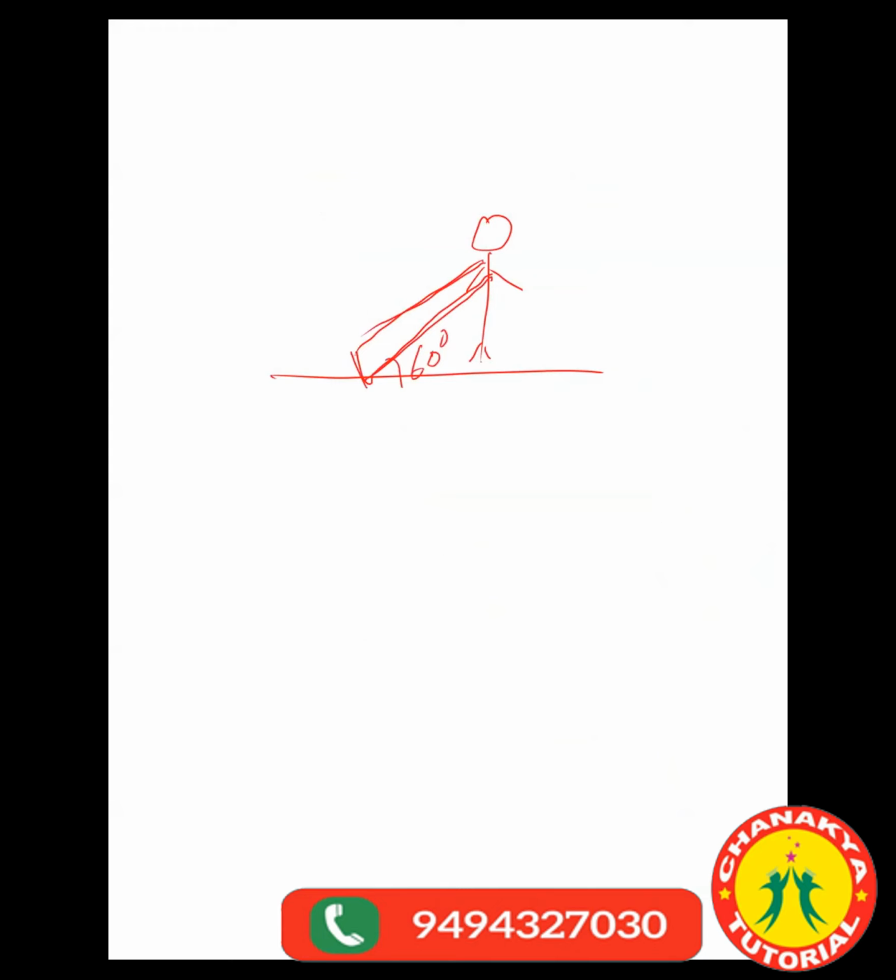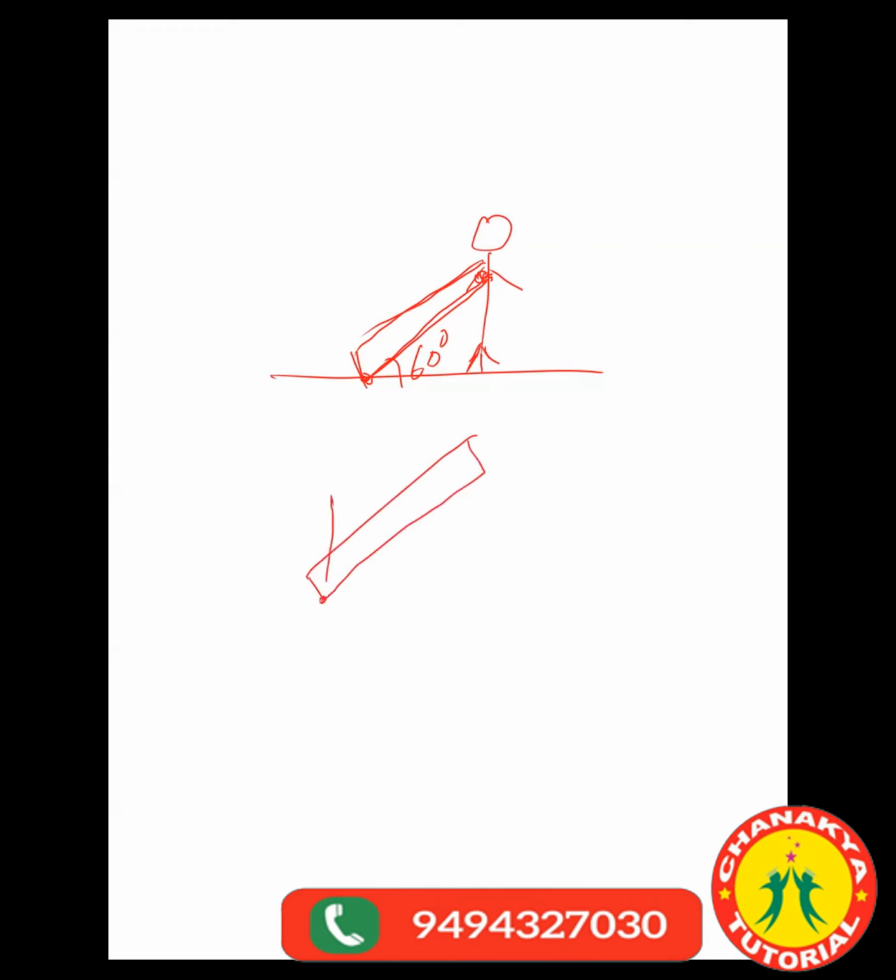Okay. How did you try this? So I took normal at shoulder, sir. I got mg cos theta. See, anyhow, this bar will be putting force along the normal only, right? Yes, sir. Correct. So first you draw the free body diagram of this bar.